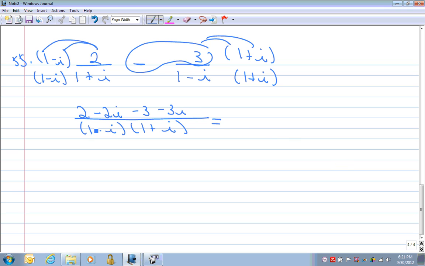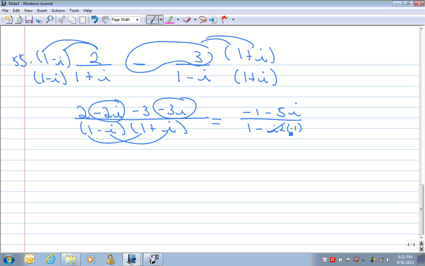Let's look at the top. At the top, we have a 2 and a negative 3, that's negative 1. We have a negative 2i and a negative 3i, so that's negative 5i. And in the denominator, we have our complex conjugates again, so we're going to get 1 times 1 is 1, and we know the middle will cancel, and we'll have negative i times i, which is negative i squared. Remember, that is the same as negative 1.